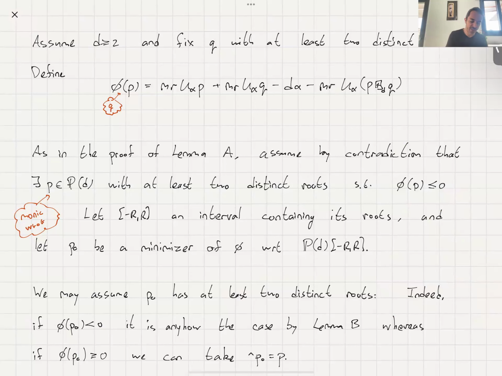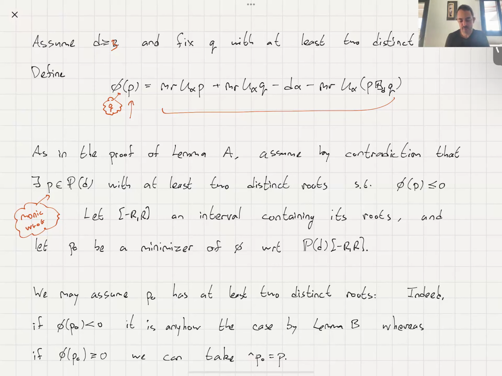So let's assume that D is at least 3, and we did degree 2, even though we didn't. Now, for a fixed Q, let's define phi of P, of any P, not just the P that we have, to be this expression which we really want to show is non-negative, or strictly positive in the case of distinct roots. So it's very similar to what happened in lemma A, but now we have this Q also, which is part of the definition of phi.